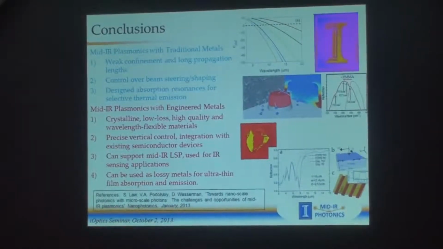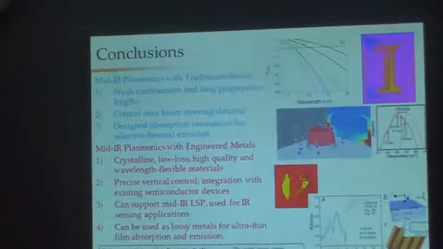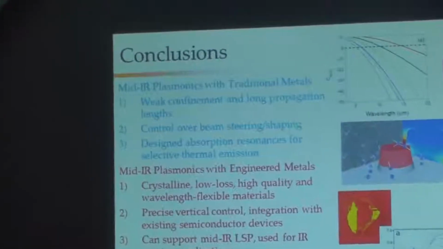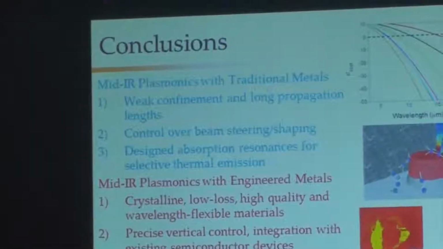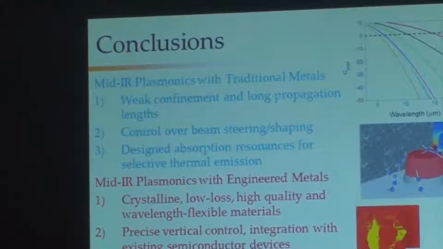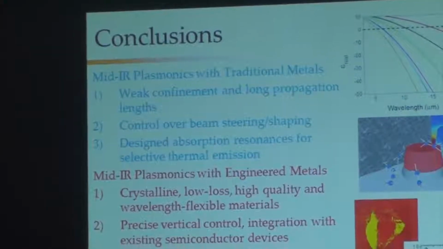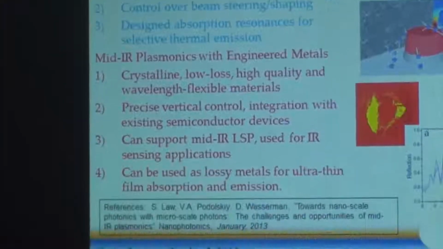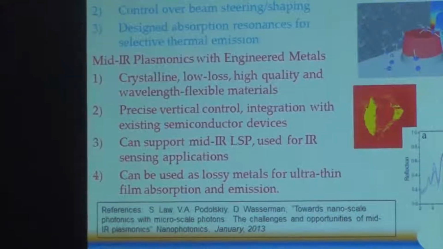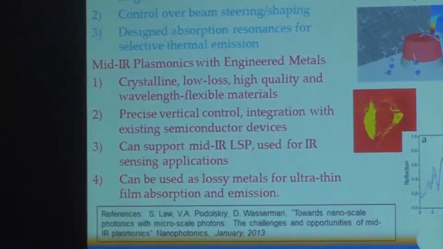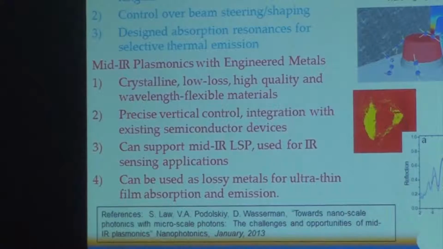The problem here is that we have very weak confinement. We have long propagation lengths, which we can use for some neat things. But overall, if we want to take the mid-IR nano, we can't do it with traditional metals. We can control beam steering or beam shaping. We can design absorption resonances, but we can't do anything on the nanoscale. So if we move to our designer metals, now all of a sudden we can start accessing the nanoscale.